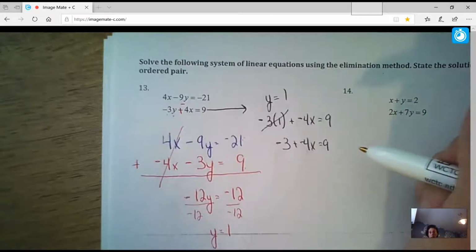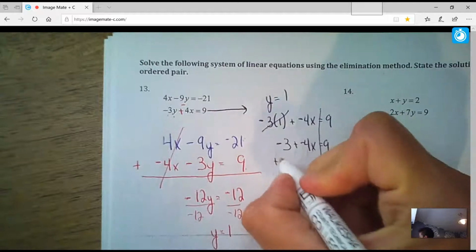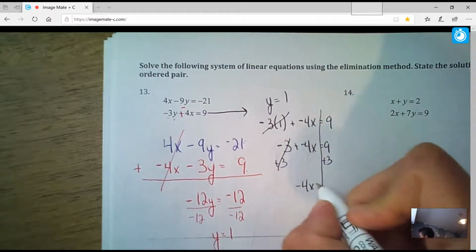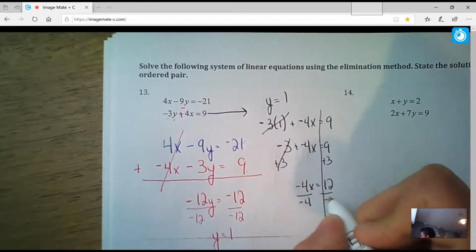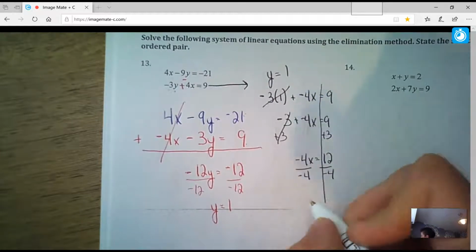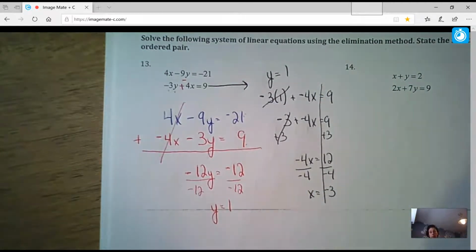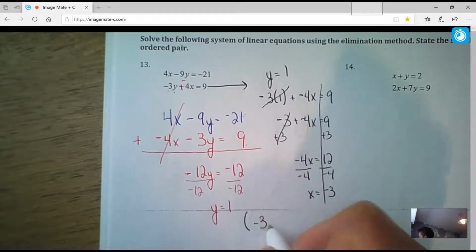And now to solve for x, I'm going to add 3. Those cancel out. I've got negative 4x equals 12. And then I'll divide by that negative 4, and when I'm done, I get my other solution of x equals negative 3. So again, don't forget to write your answer as an ordered pair. So I would do that and just say it's negative 3, 1.